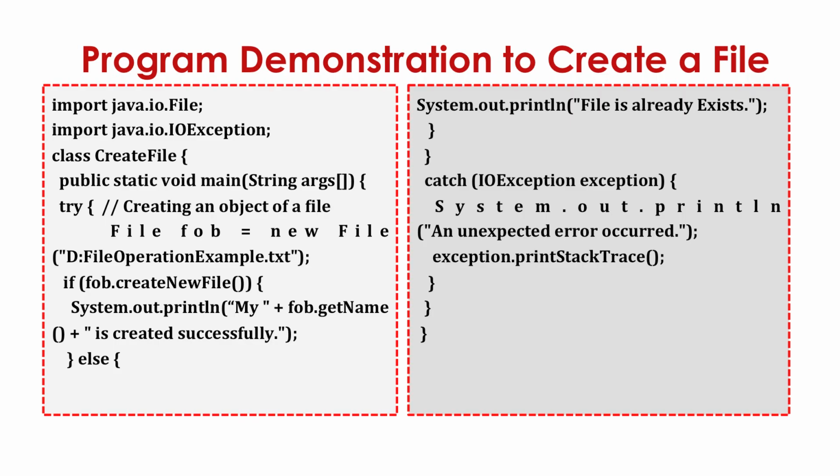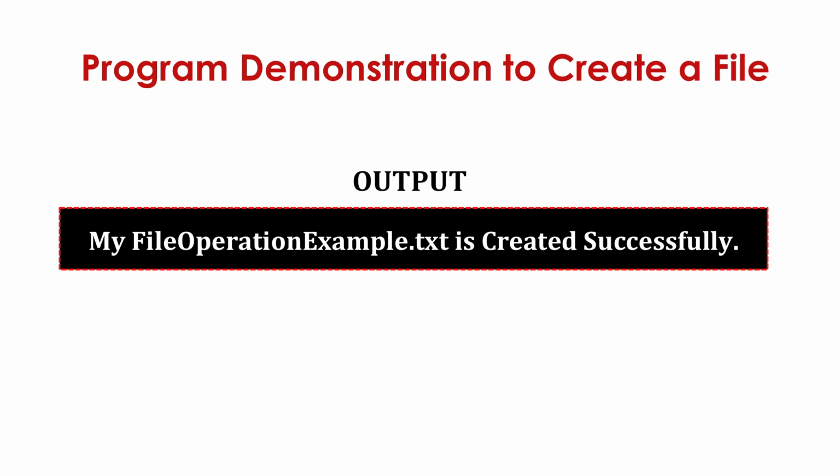So let us see its output. If the file is created successfully, you will get this output: my file operation example.txt is created successfully. So we were demonstrating how to create a new file.